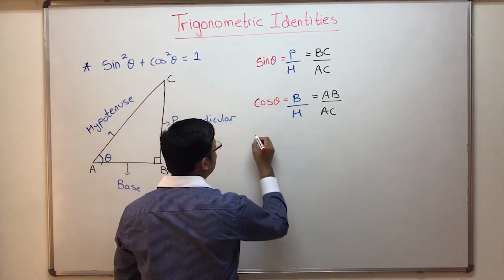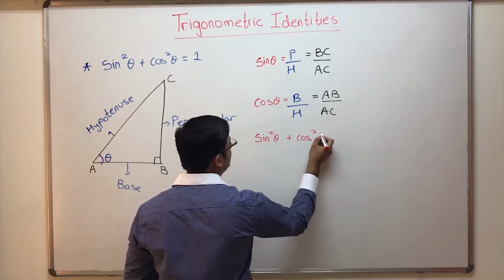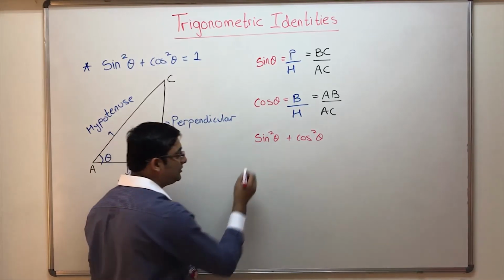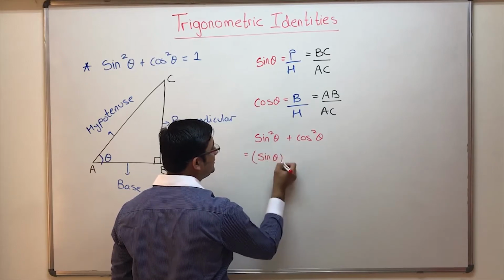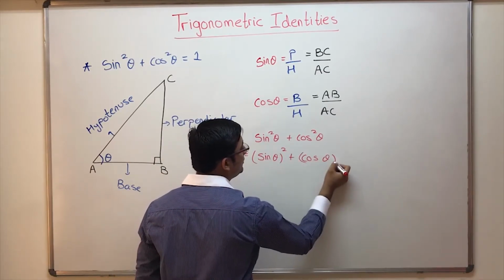So we have sine square theta plus cos square theta, right? What is the meaning of sine square theta? It basically means sine theta the whole square. So I'll write sine square theta is basically sine theta the whole square plus what is cos square theta? Cos theta the whole square.